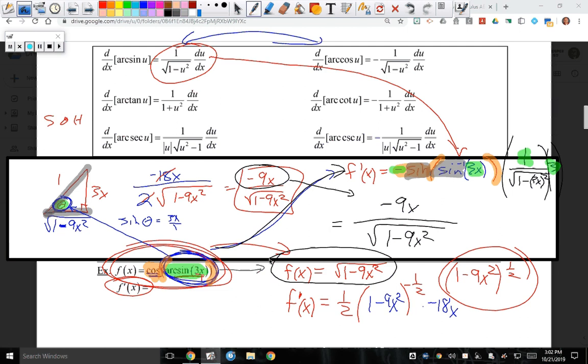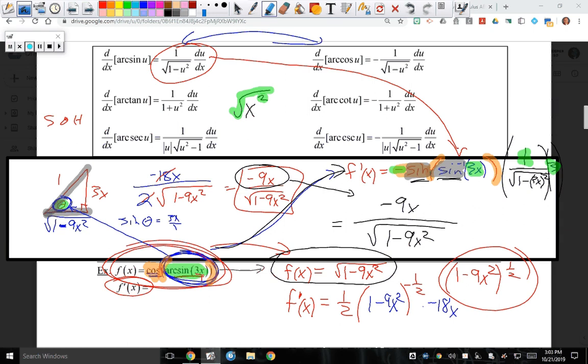How did you say something cancels? Yeah, so arc sine and sine cancel to a form of 1, because 3x is left. Just like those are inverse functions of one another, and they'll cancel to a form of 1.